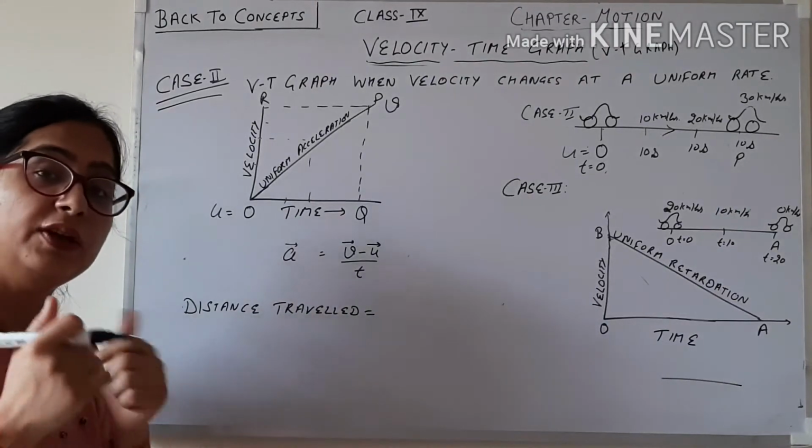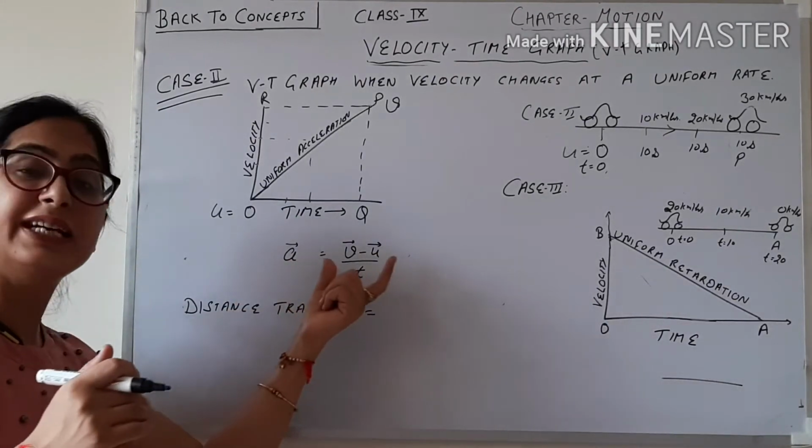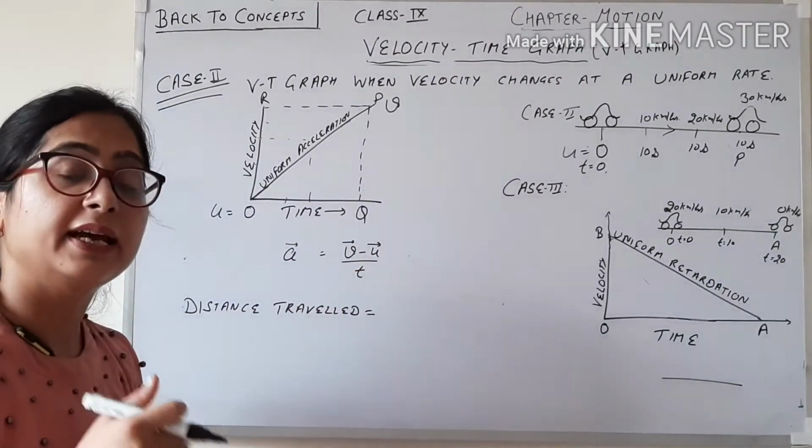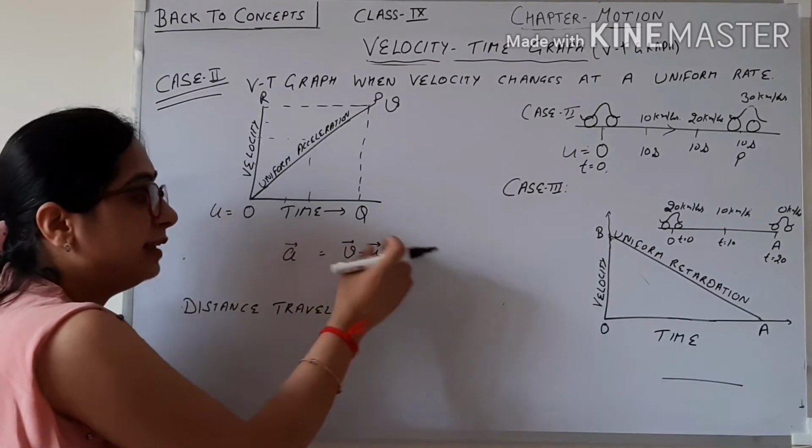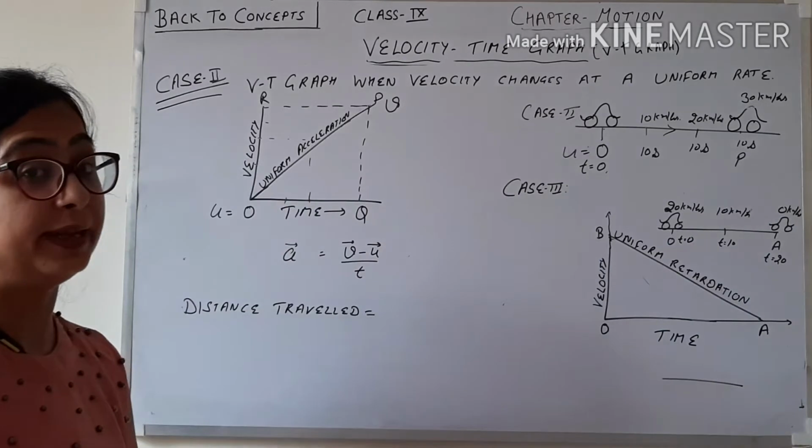Okay, and we know that acceleration is equal to change in velocity upon time taken. And what is the change in velocity? That is equal to final velocity minus initial velocity, upon time taken.